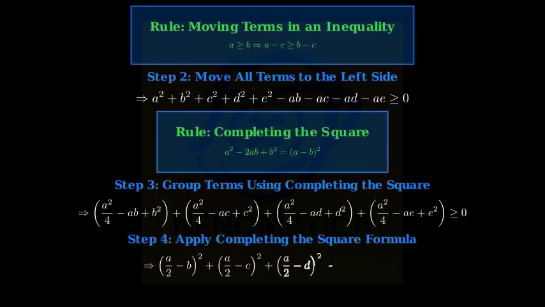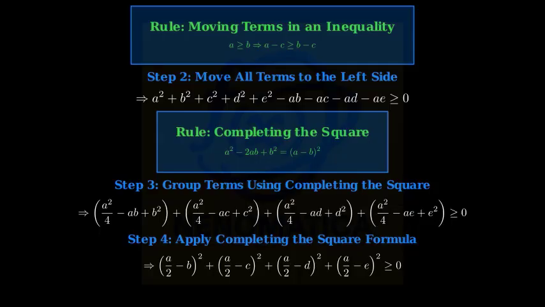For the first group, a squared over 4 minus ab plus b squared, we need to rewrite it in the form of a squared minus 2ab plus b squared, which equals the square of a minus b. To make this work, we need to adjust our expression. For each group, the middle term should be negative 2 times the product of the square roots of the first and third terms. In our case, the first term is a squared over 4, so its square root is a over 2. The third term is b squared, so its square root is b.